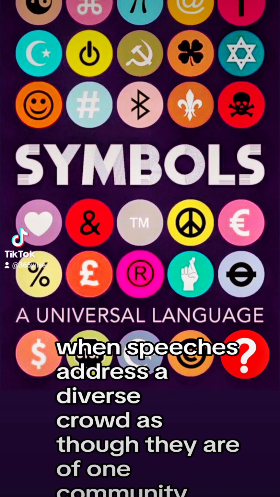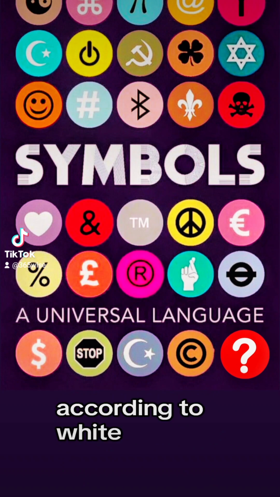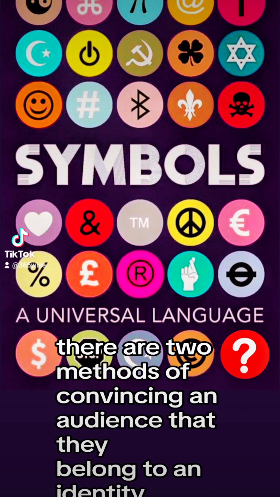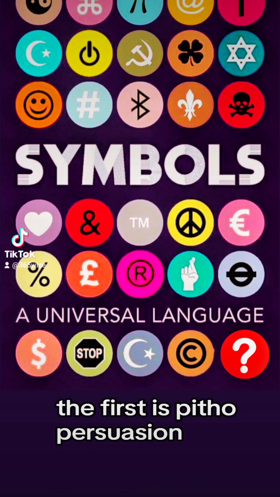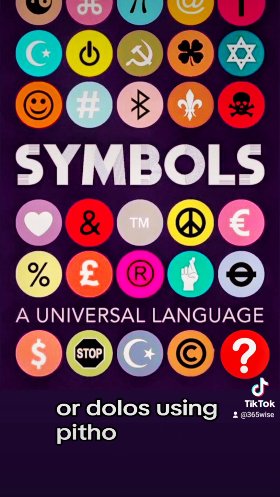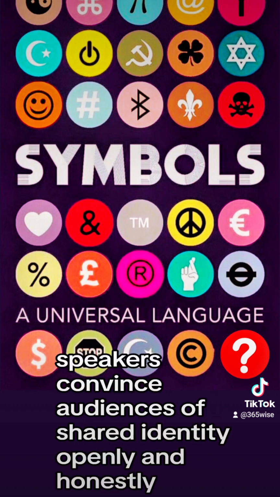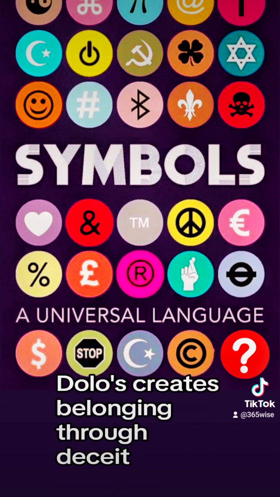When speeches address a diverse crowd as though they are of one community, White describes this as calling into being through material identification. According to White, there are two methods of convincing an audience that they belong to an identity. The first is pitho, persuasion, and the second is deceitful manipulation, or dolos. Using pitho, speakers convince audiences of shared identity openly and honestly. Dolos creates belonging through deceit.